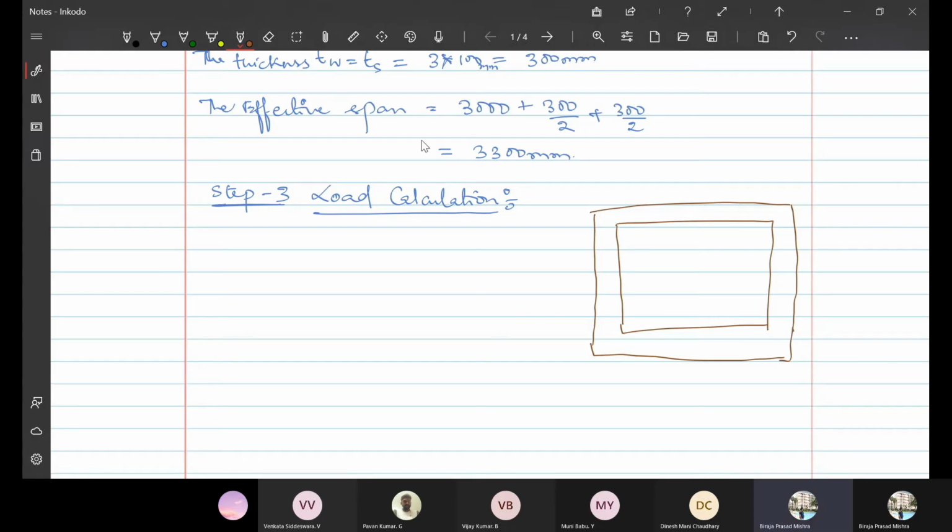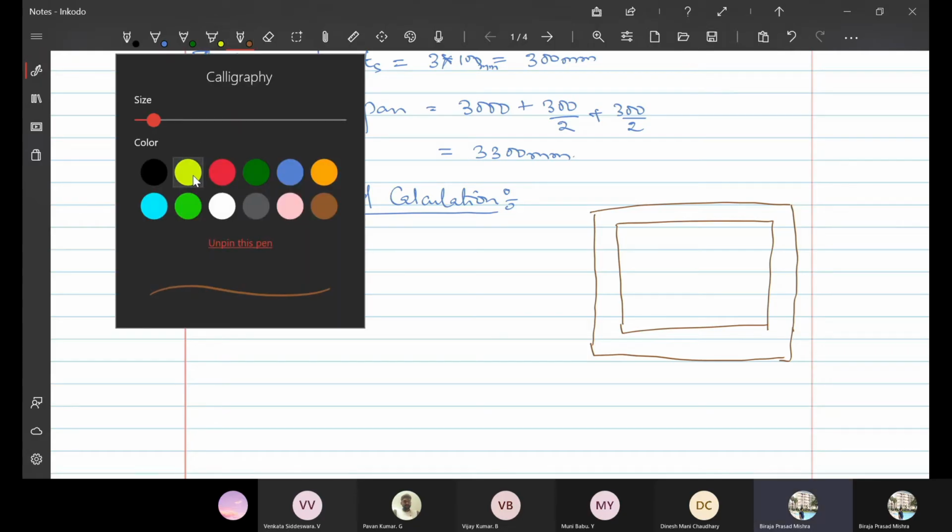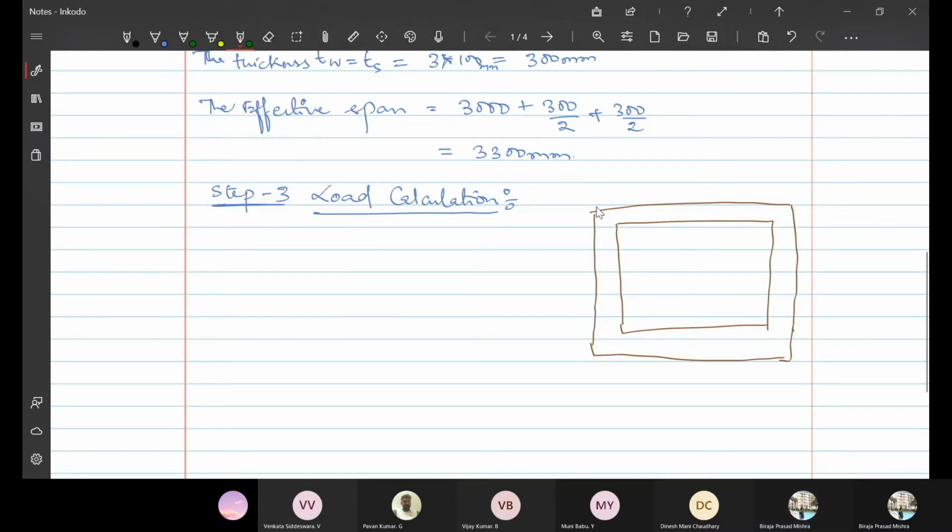So the first load will be, let us say, the dead load. How much is the dead load coming to the structure? What is the value given in the question? The dead load, or superimposed dead load, whatever you may call it, is 12.8 kilonewton per meter square.